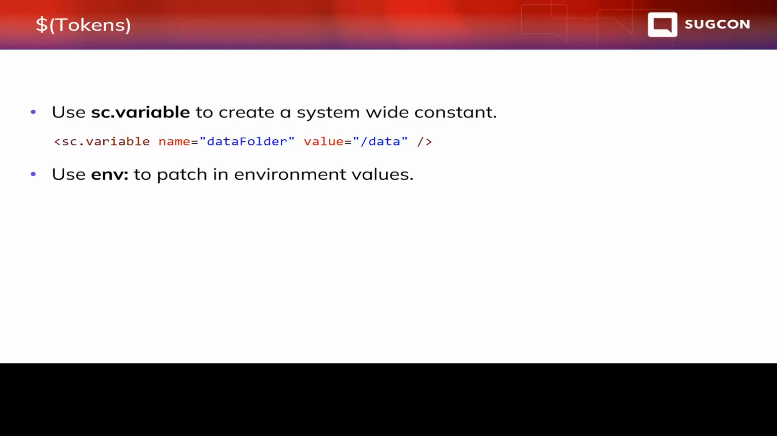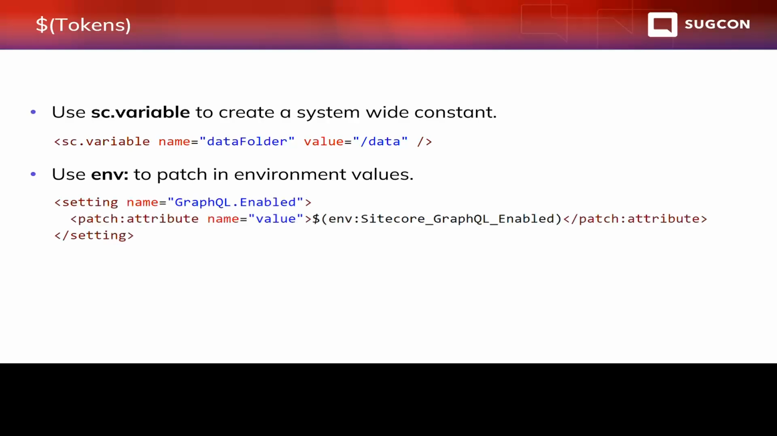Then there's also support for environment variables. That comes up a lot in Docker. So it can say, oh, the Docker environment variable says turn on GraphQL, and you turn on GraphQL.